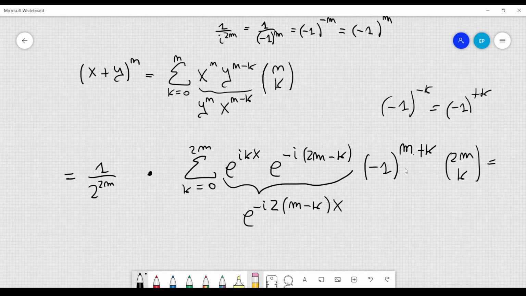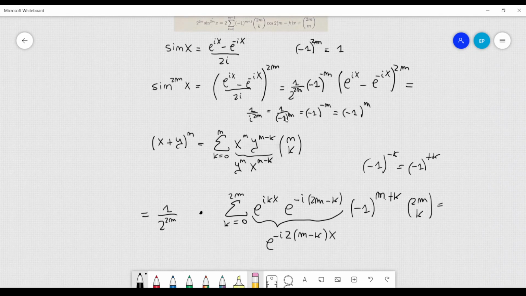And now, remember where we started from? We started from the sine of x to the power 2m. So we must have a real number on the left and also on the right. In this case, we are summing complex exponentials, right? So it means that the imaginary part should vanish. It will go to zero when I take all these summations.